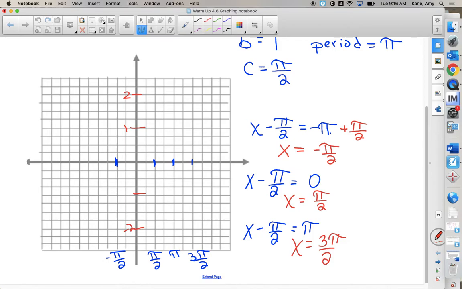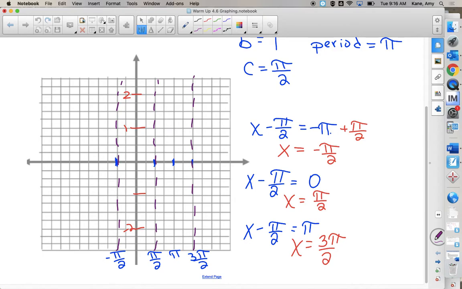We're going to place those asymptotes on the graph. That's one of the most important parts. The asymptotes, and the second part would be the intercepts. So the asymptote we have calculated to be at negative pi over 2, that's that dashed line, positive pi over 2, and then 3 pi over 2. Okay, so we have 3 asymptotes.